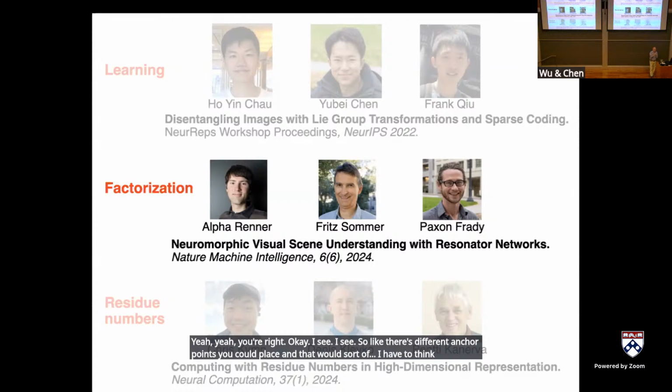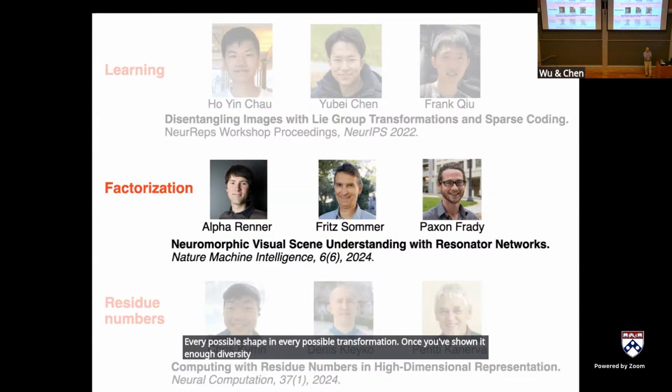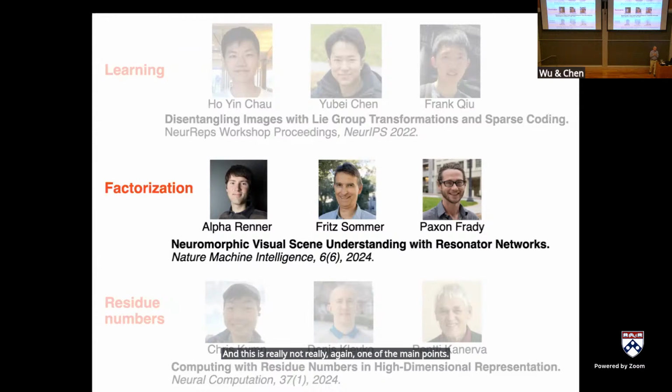But we have cases where we've shown that definitely, and this is one of the advantages of this framework: you don't have to exhaustively show it every possible shape in every possible transformation. Once you've shown it enough diversity of things in different poses, then it's learned the transformation. And now when you show it something new it's never seen before, you don't have to show it in all these different poses. This is really one of the main advantages, in separating these two.